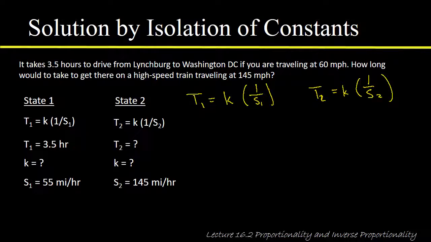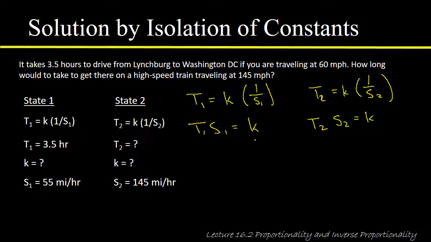And then we just want to isolate the constants, right? So if we want to get k on the right side all by itself, we can do that by multiplying both sides by s. So in this equation, we multiply both sides by s1, we get t1 times s1 is equal to k. And for state 2, multiply both sides by s2. This gives us t2 times s2 equals k.